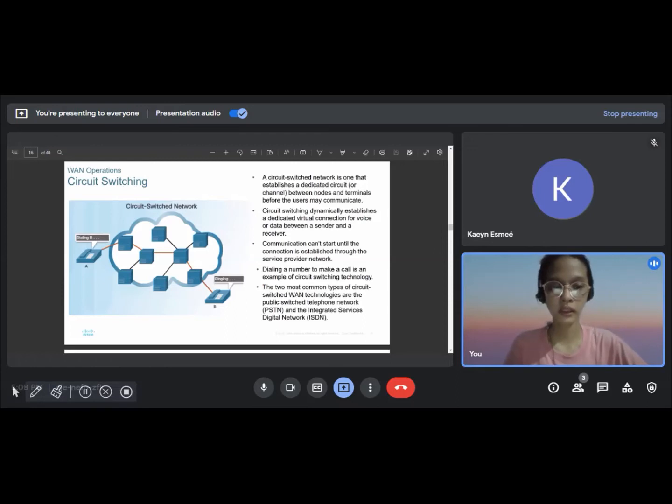The two most common types of circuit-switched WAN technologies are the public switched telephone network, or PSTN, and the Integrated Services Digital Network, ISDN.